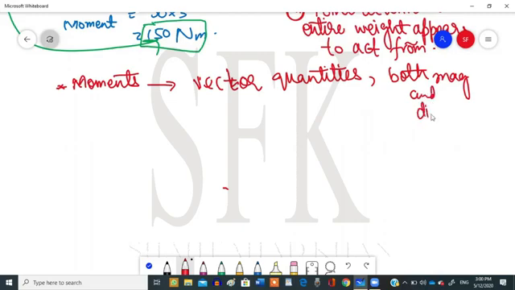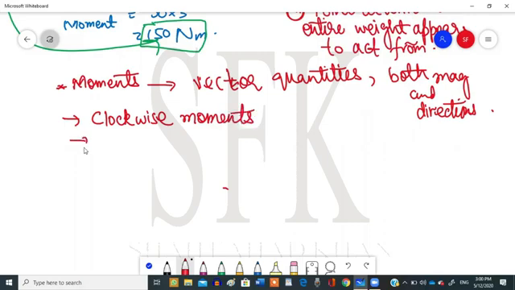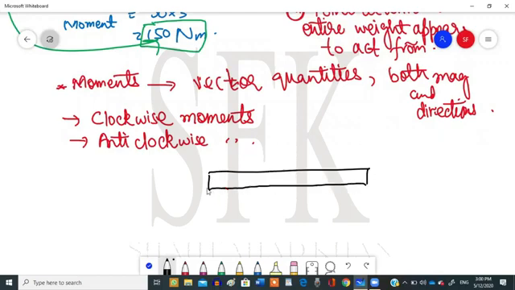There are two possible directions for any moment. We have clockwise moments, and we have anti-clockwise moments or counterclockwise moments. The clockwise moments act in the direction of a clock, like this, from the right to downwards. This is a clockwise direction, and the anti-clockwise or counterclockwise will act in the opposite direction to the clockwise moment.